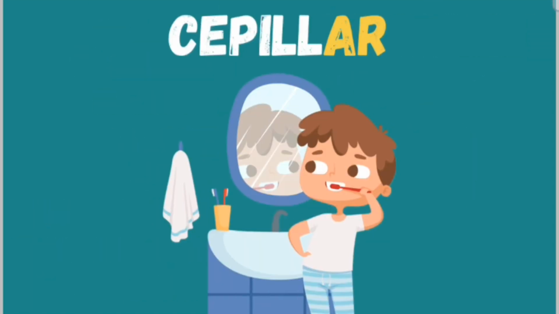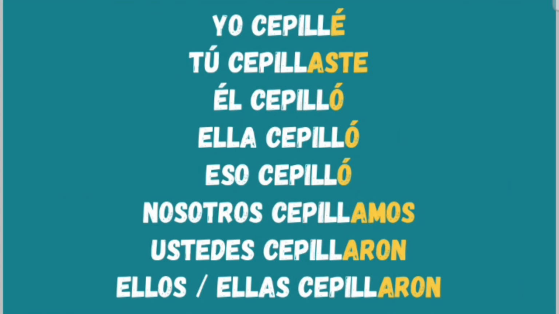Now we have this verb to brush, okay? Brush in Spanish means cepillar. Cepillar. Okay, let's see how you have to conjugate this verb in the indefinite past. Okay, if you want to say I brushed, in Spanish you have to say yo cepillé. This is an indefinite past, okay? Yo cepillé. Now, if you want to say you brushed, then you have to say tú cepillaste.